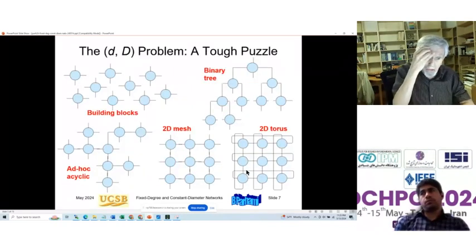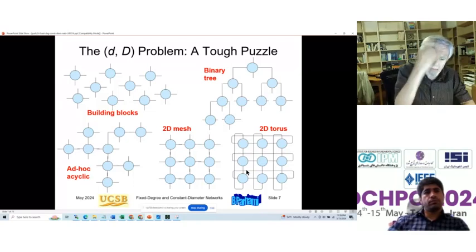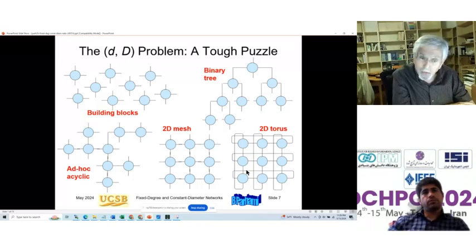So let me go over the degree diameter problem. Lowercase d is the node degree of networks. Uppercase D is the diameter. This is a classical problem in mathematics and graph theory that remains unsolved in its full, most general form.